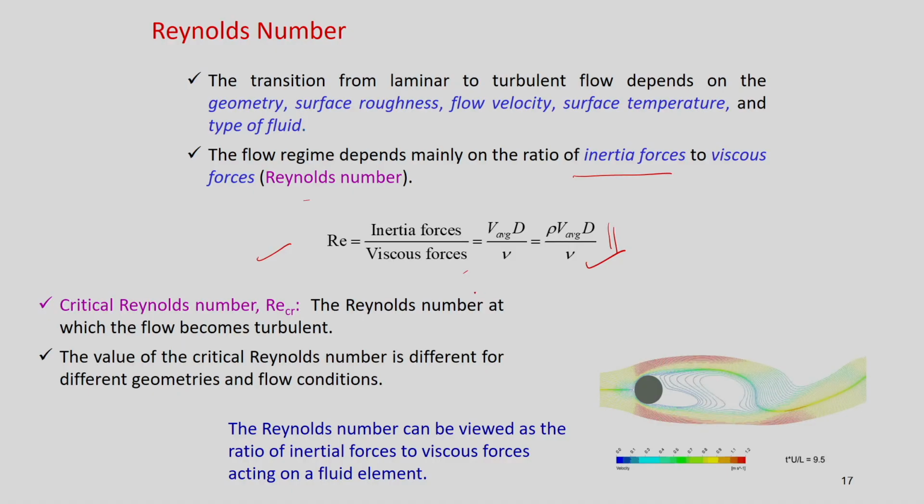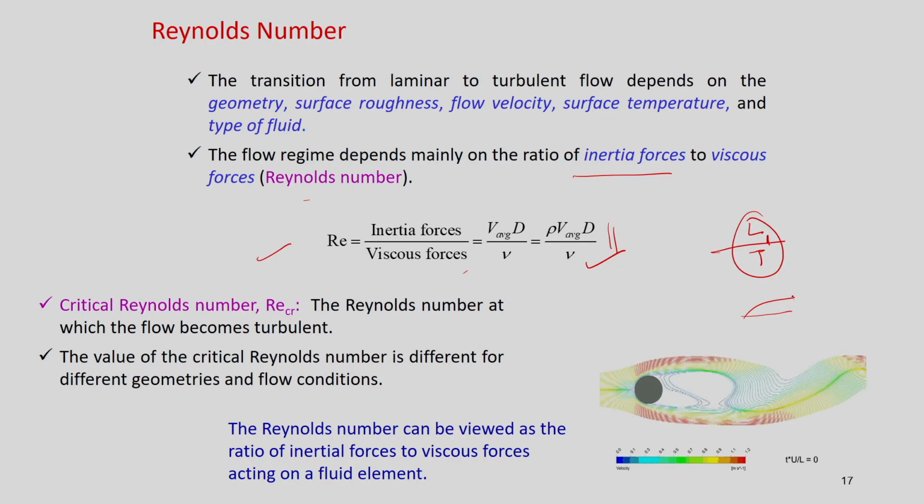Okay. And there is a critical Reynolds number at which the flow becomes turbulent. So we will have laminar flows, then turbulent flows, and in between we have transition flows. So Reynolds number will give the information about this flow behavior. Okay. So this value of critical Reynolds number is different for different geometries and flow conditions. So if it is a pipe flow, then the value of this Reynolds number at which it will be turbulent will be different than in a flow over a flat plate.